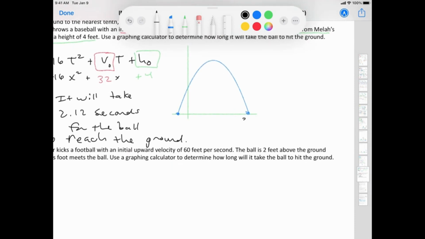So this is 2.12. That number doesn't matter here. This axis is time measured in seconds. You always label. This is height measured in feet. And so the path of the ball goes like this, starting here at 4, and this is going to take about 2 seconds.